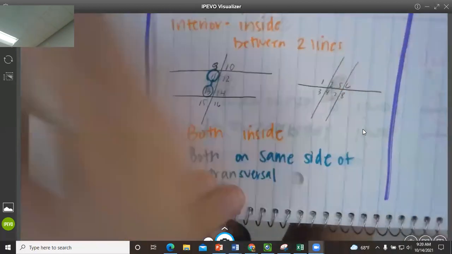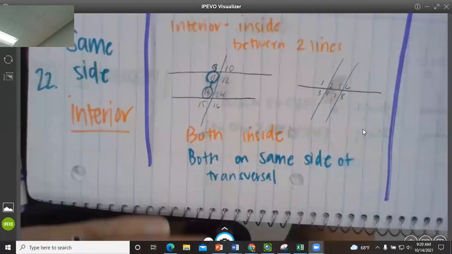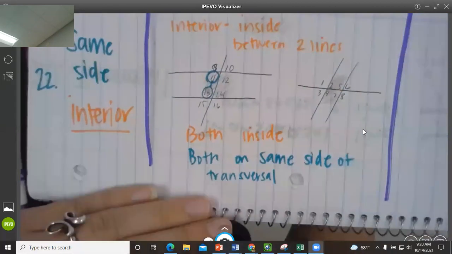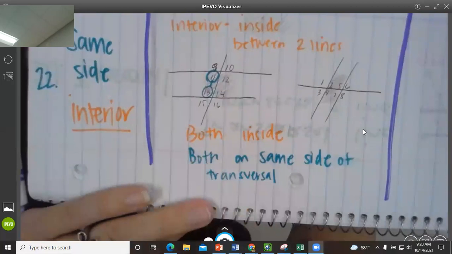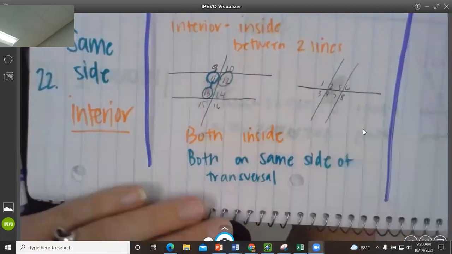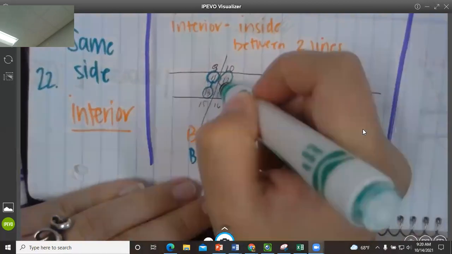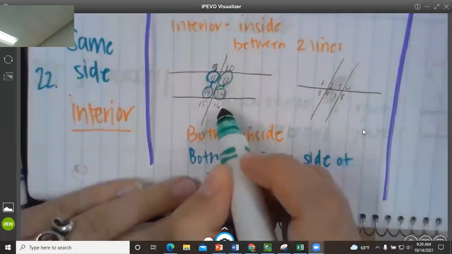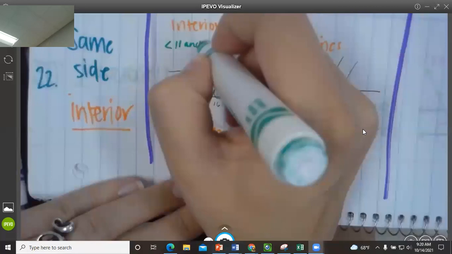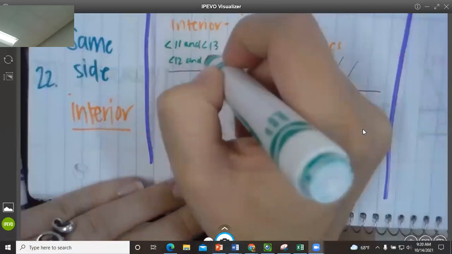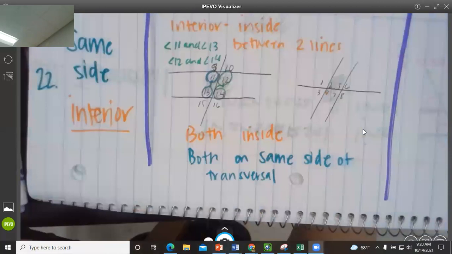Pick another one, Uriah, 12 or 14. Well, 16 is outside, so that one does not count. Pick one inside. Sure, 12. You pick 12. Could you tell me, Derek or Alexia, the one on the same side is 12? Yeah, 14. Okay, technically 16 would also be on the same side, but it's not inside. They both have to be inside. So that would be 11 and 13, 12 and 14. Those are same side interior.